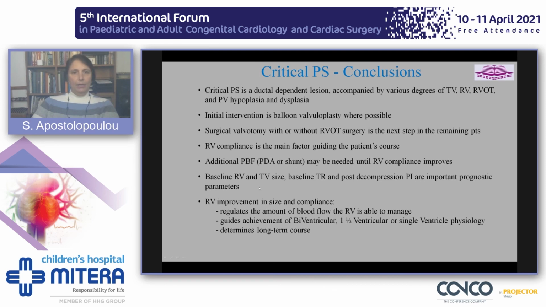Baseline RV and tricuspid valve, tricuspid regurgitation, and post-valvuloplasty PI are important prognostic factors. So the RV can improve in size and compliance and regulate the amount of blood flow that the RV is able to manage, and therefore guide the patient to biventricular, 1.5 ventricular, or single ventricular physiology and determine his long-term course. Thank you.